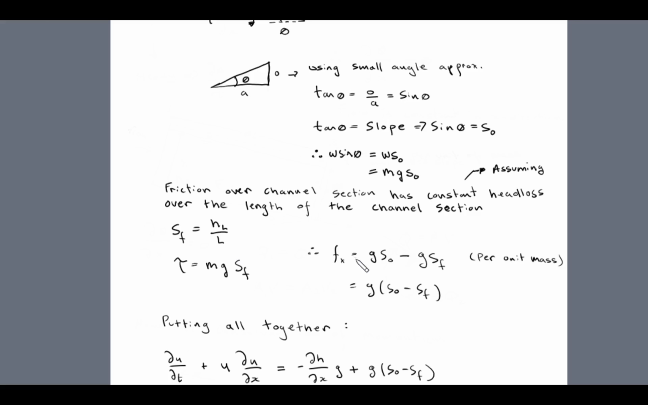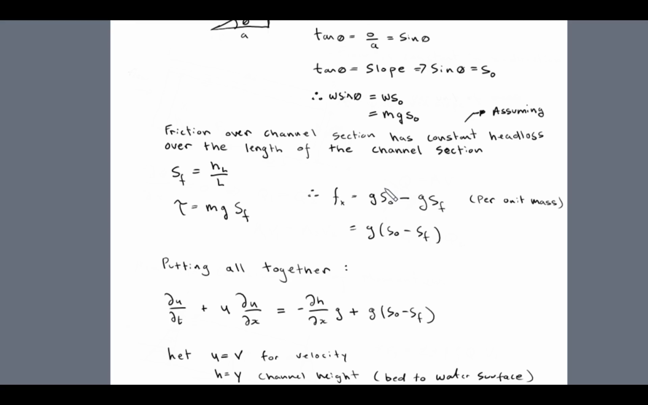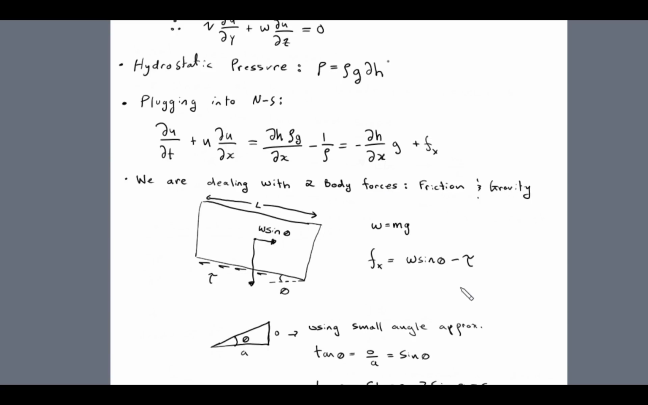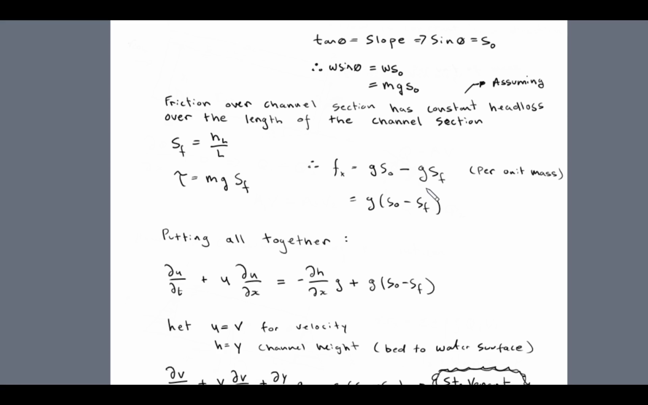Then summing up the body forces, we get g times the bed slope minus g times the friction slope per unit mass, because we're dividing out the mass. Then factoring out g, we get the bed slope minus the friction slope, times g.